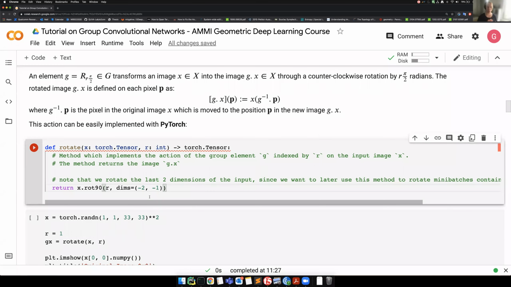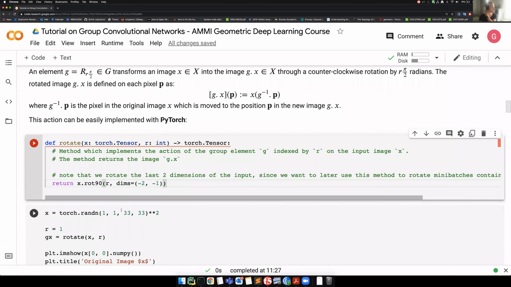neural network. And you know that usually in a neural network the last 2 dimensions are the image dimensions, then you have the channel dimension and the batch dimension. So you have 4 dimensions, right? In this way, we rotate the last 2 and we can use this function also for mini batches, which is convenient. But yeah, you can then verify yourself.